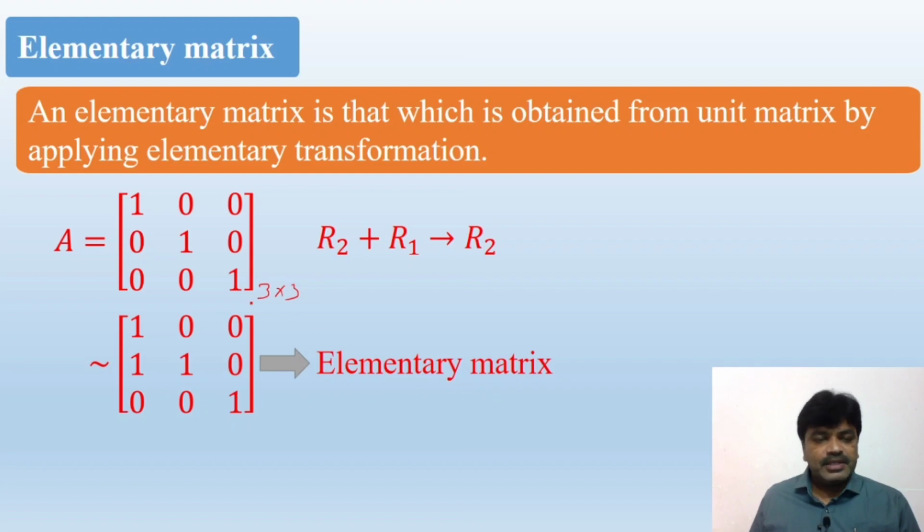Once again, friends, if we take a unit matrix and apply row operations or column operations, then we get a matrix. That matrix is called an elementary matrix. This definition is very, very important. In the normal form, the next topic, he said elementary matrix. How do we get an elementary matrix? From a unit matrix.